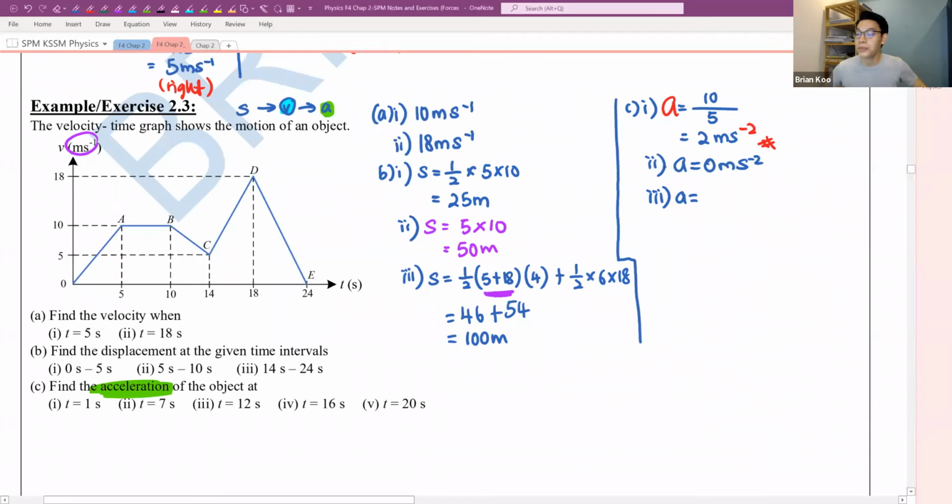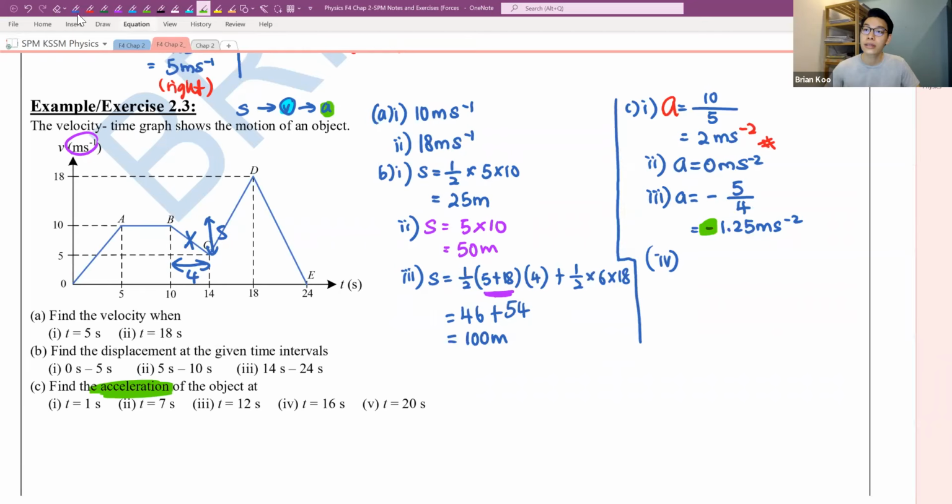Okay, I'll do my version. Continue doing if you are not done. So at 12 seconds, that means it's somewhere here. This one is 5, this one is 4. Negative 5/4. Then careful, negative, decelerating. This part is slowing down.